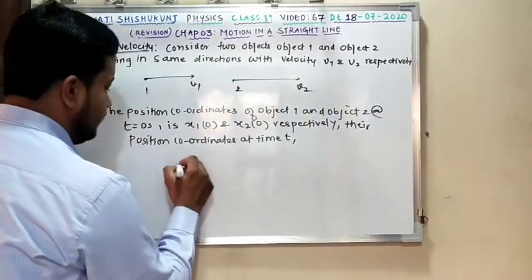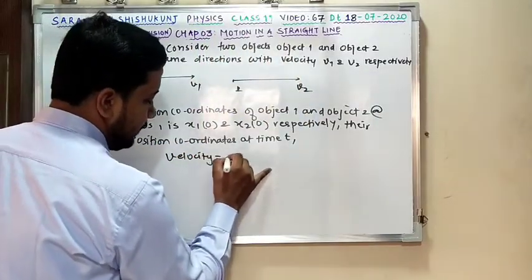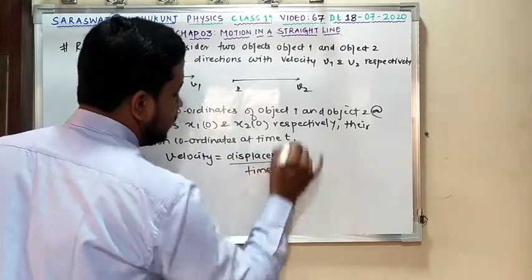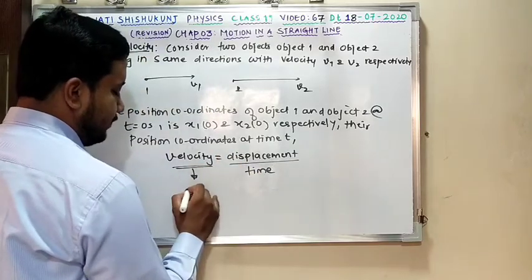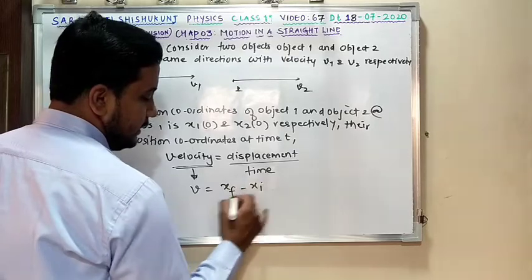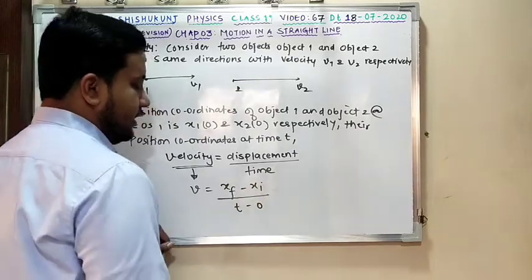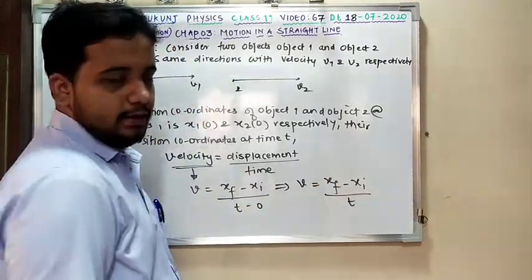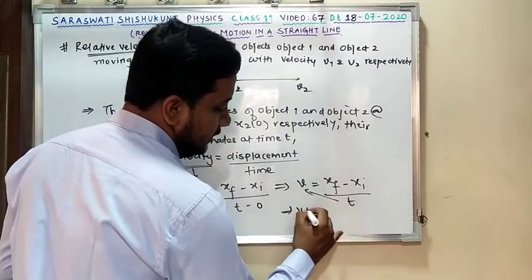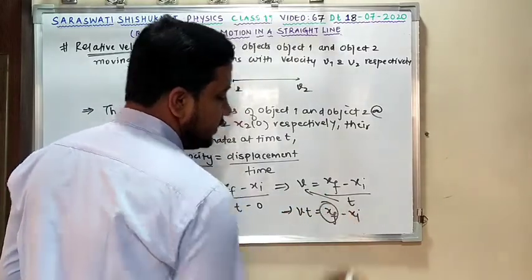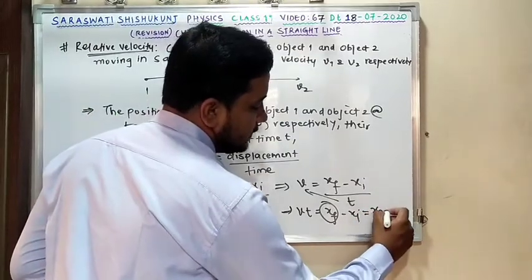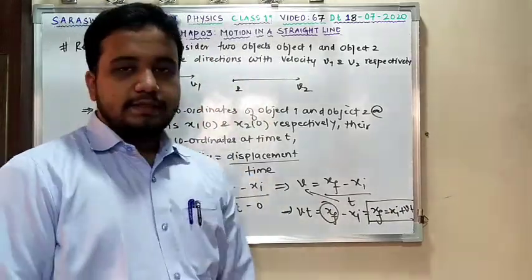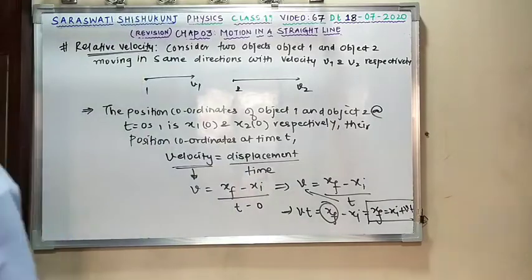We know the formula, velocity equals displacement upon time. Velocity is given by displacement, final position minus initial position, upon final time instant minus initial time instant. So V equals x final minus x initial upon time t. Multiplying, Vt equals xf minus xi, and the final position xf equals xi plus vt. Is this clear? Okay, moving ahead, let me clear the board.